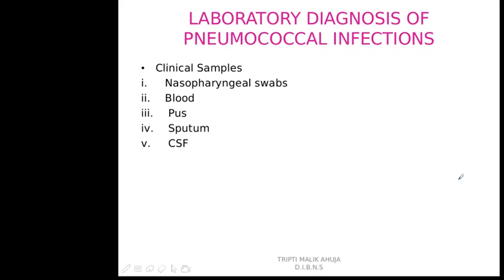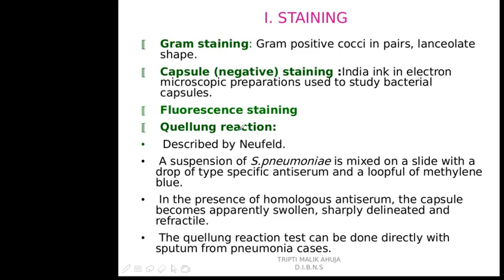Lab diagnosis of pneumococcal infection. The clinical samples are nasopharyngeal swabs, blood, pus, sputum, and cerebrospinal fluid. The first approach is that of staining. Different staining techniques are followed. In the Gram staining, gram-positive cocci are seen in pairs with a lanceolate appearance.